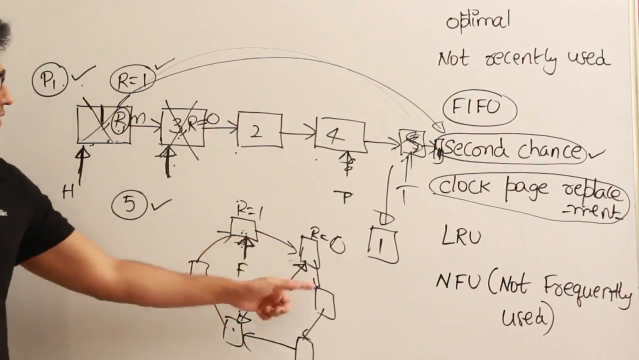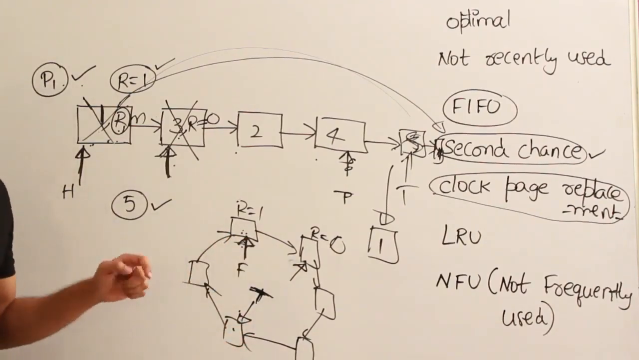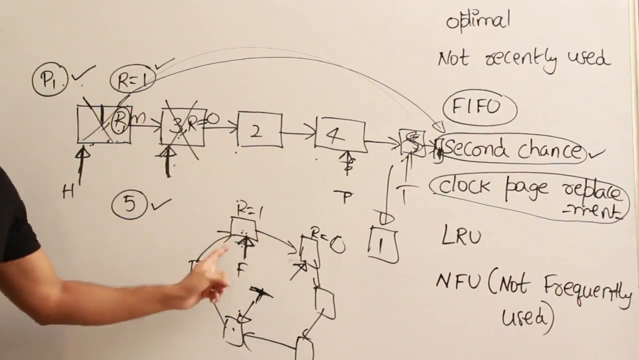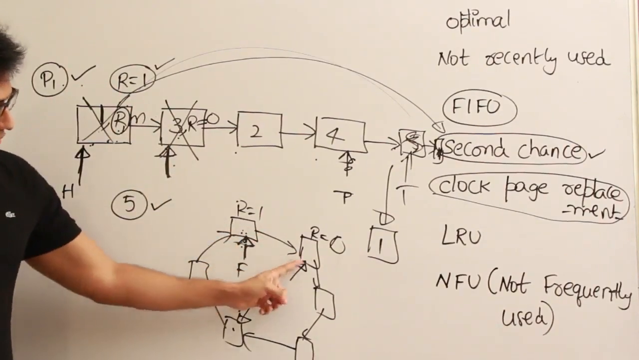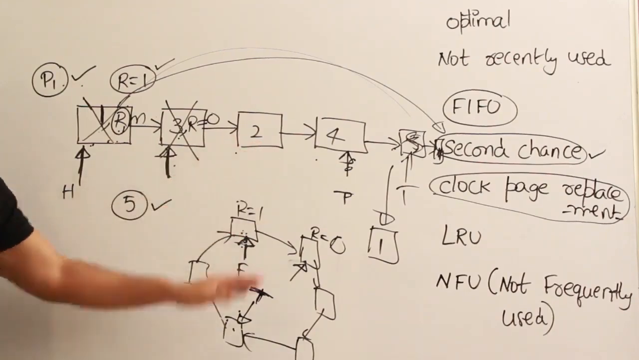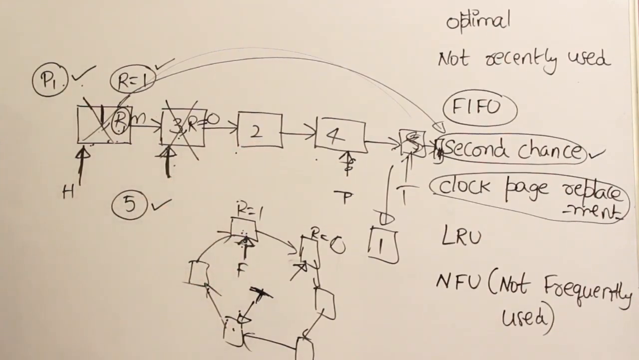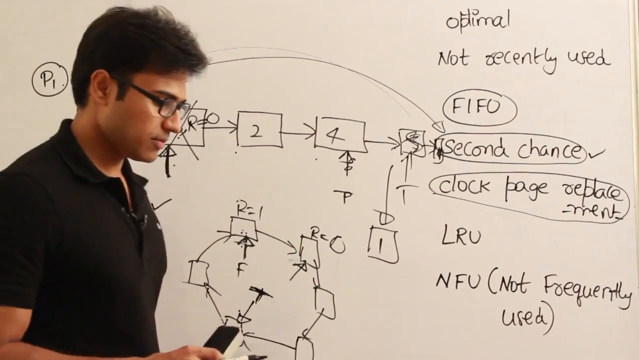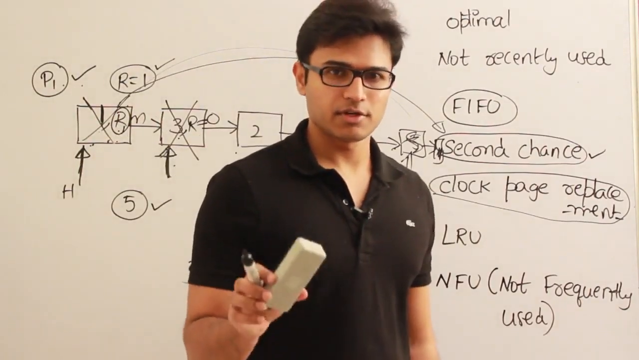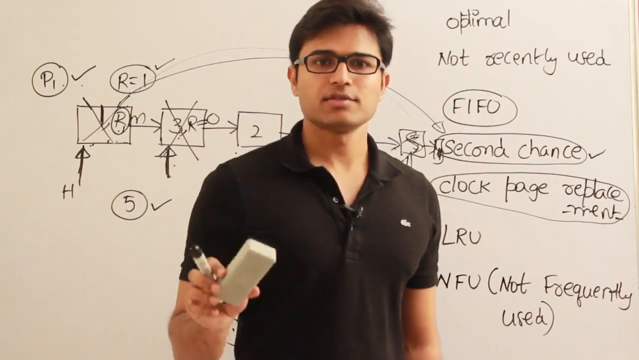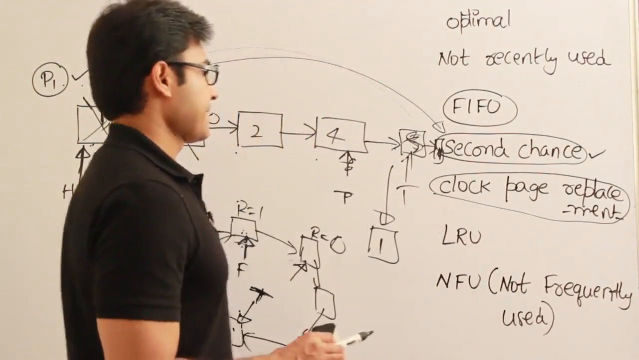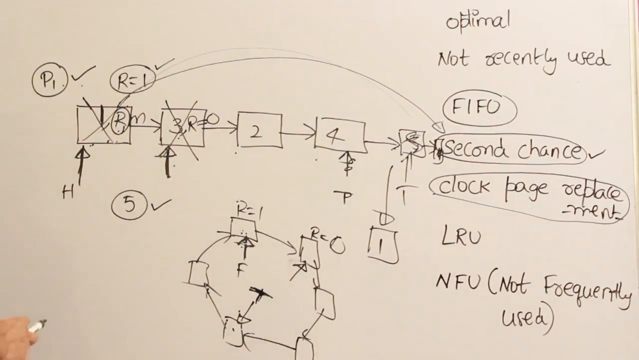In case all the R's are equal to 1, that is, all the pages have been referred, then obviously we again follow first in first out. If this one starts here and doesn't find any suitable one, then it will come back here, and anyway it is going to be replaced. That case is very rare. Whenever we try to choose a page for replacement, in practice we'll generally have some suitable page available. Okay, fine.